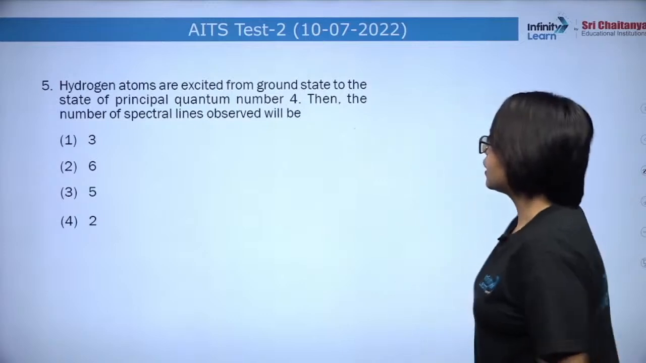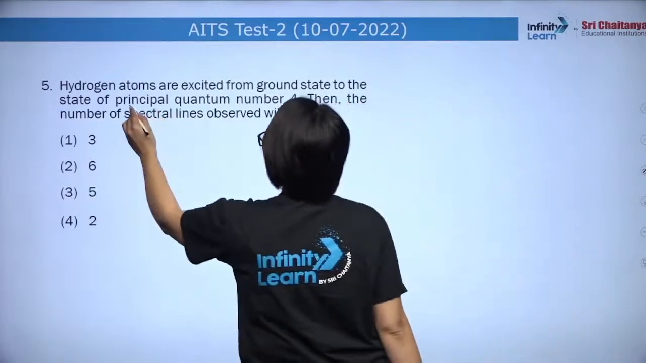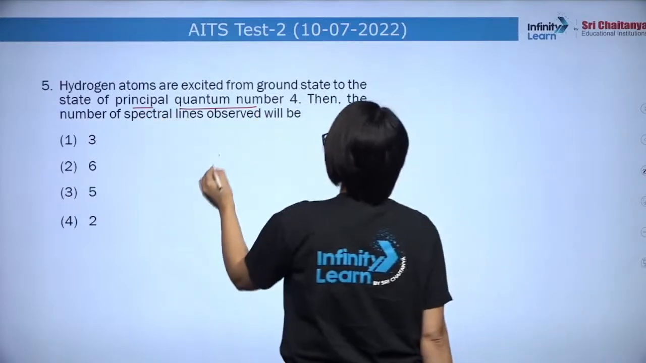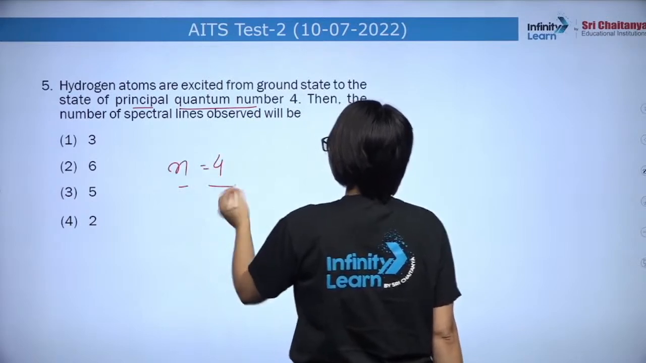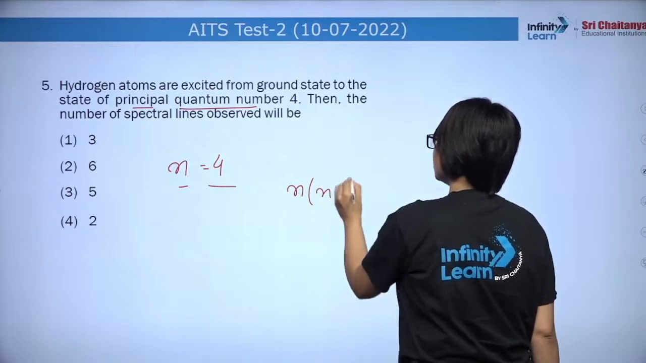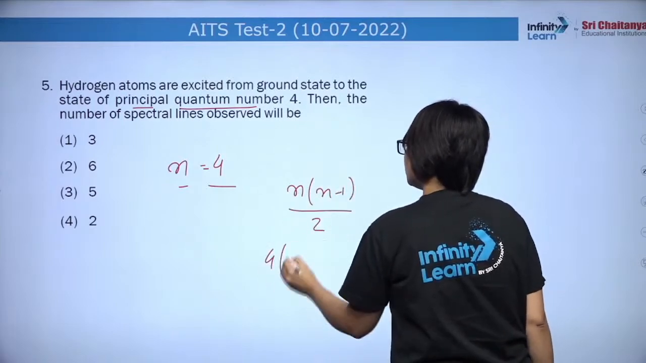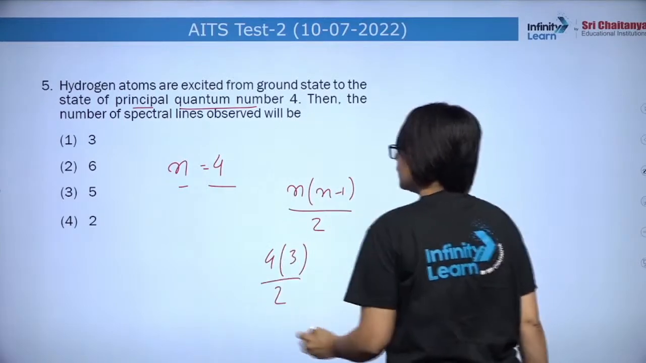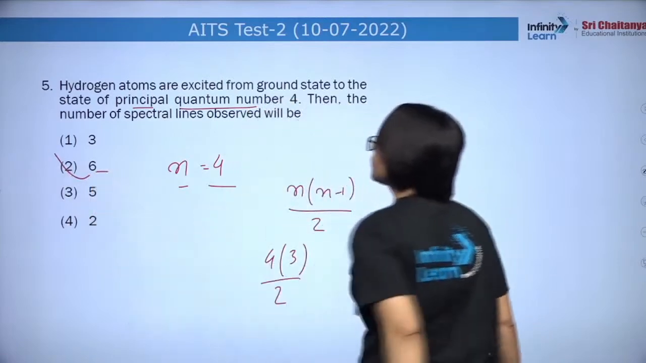Next, hydrogen atoms are excited from the ground state to the state of principal quantum number 4. The number of spectral lines observed will be n into n minus 1 divided by 2, that is 4 into 4 minus 1 divided by 2, that is 6, option 2.